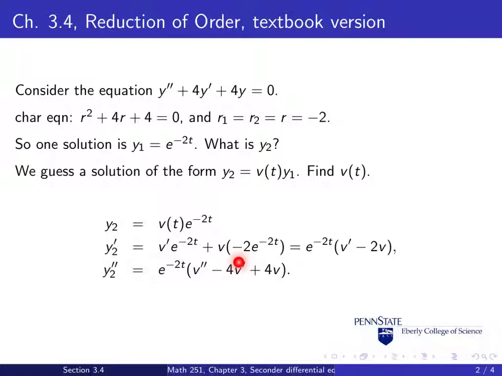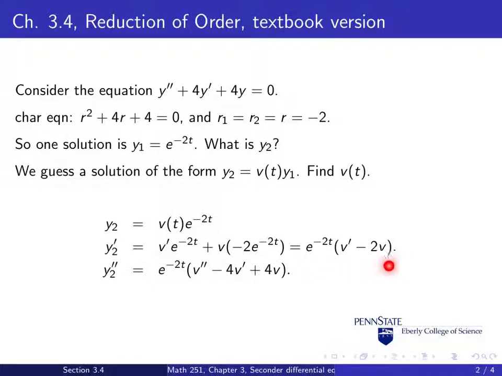And then we see that e to the -2t is a common factor. Let's take it out, and what remains is the v prime goes over here, and the -2v goes over here. If during any part of this video you think I'm going through too fast, you can pause and look at the formula to slow me down.